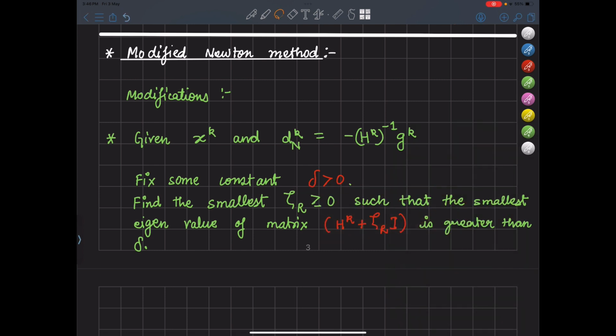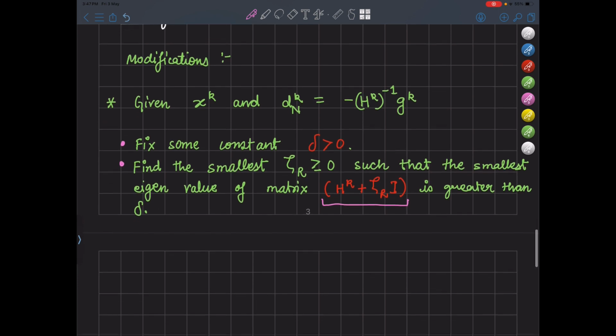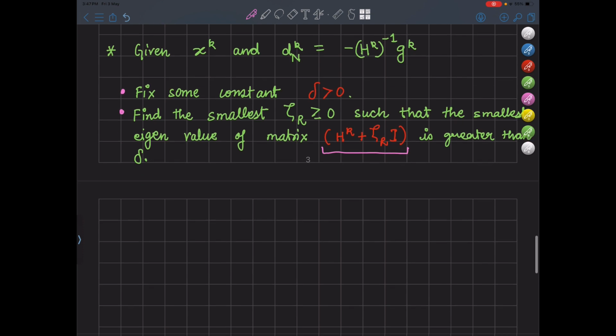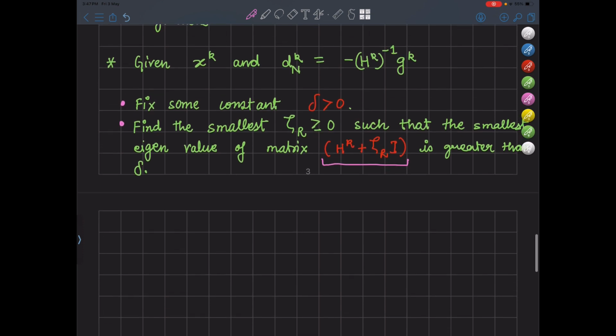Okay, so these are the 2 points: fix some delta greater than or equal to 0 and find the smallest xi r greater than or equal to 0 such that the smallest eigenvalue of this matrix is greater than delta. So what does this do? What does this modification do? How does it remove the disadvantages in the classical Newton method?